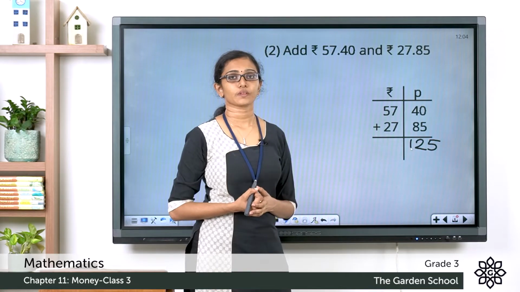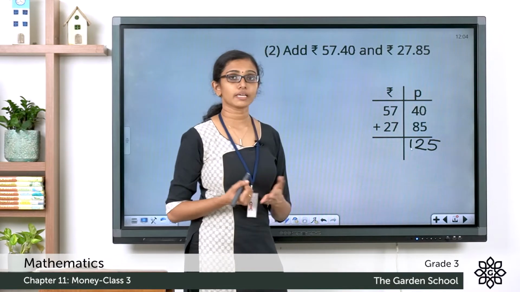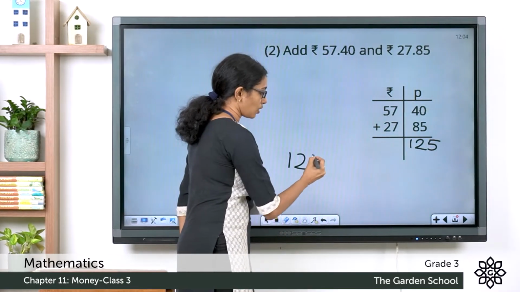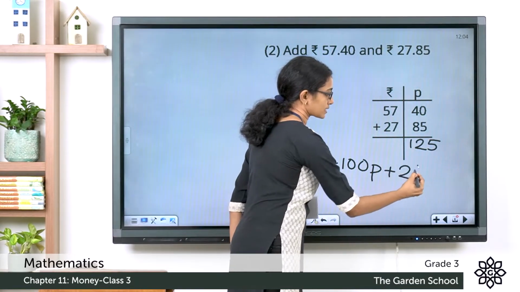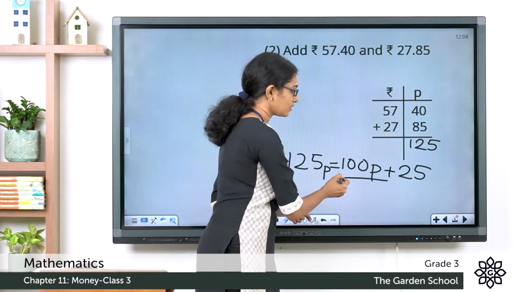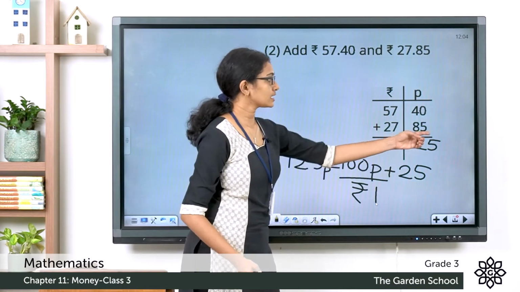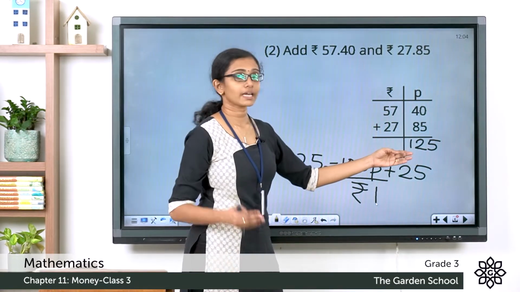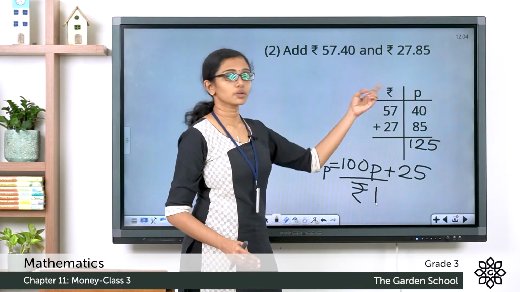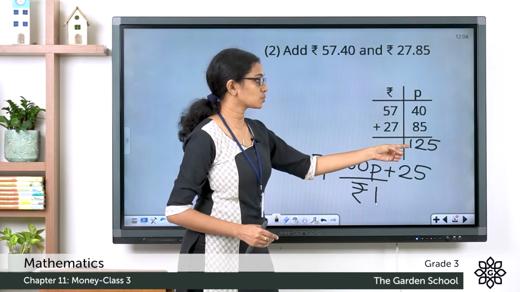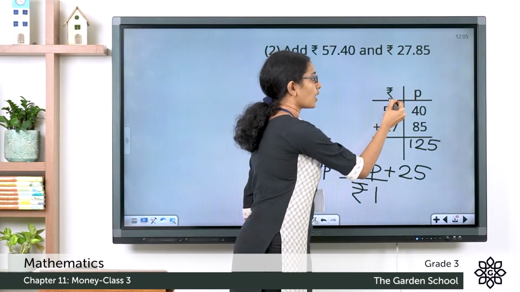So in the paise column we have a total of 125 paise. And we know 100 paise makes 1 rupee. So 125 paise is equal to 100 paise plus 25 paise. This 100 paise we can take as 1 rupee. So from the paise column, we can carry over this 100 from 125 paise to the rupee column. Here 100 paise, or this 1, is carried over to the rupee column and taken as 1 rupee.